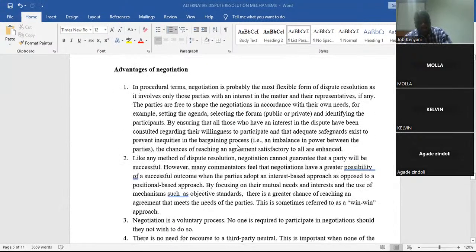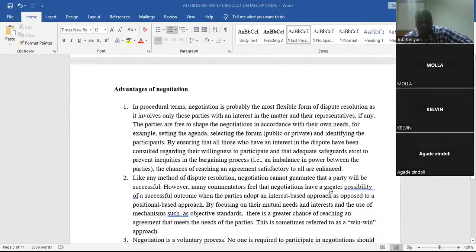So what are the advantages? In procedural terms, negotiation is probably the most flexible form of dispute resolution as it involves only those parties with an interest in the matter and their representatives, if any. Like any method of dispute resolution, negotiation cannot guarantee that a party to a dispute will be successful. However, many commentators feel that negotiations have a greater possibility of successful outcome when the parties adopt an interest-based approach, where you accommodate each other's views, as opposed to a positional one, whereby you just take your position.